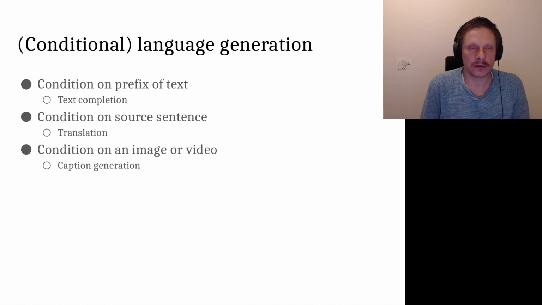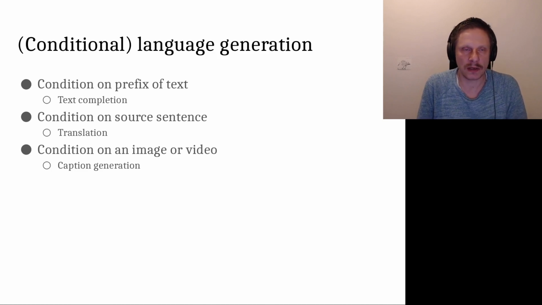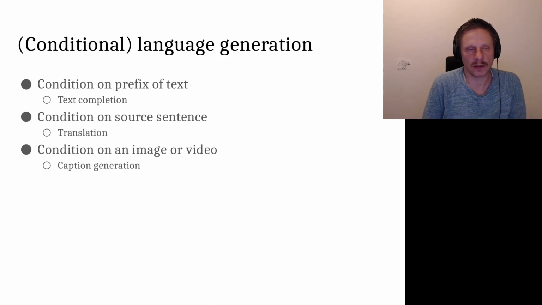We can condition on the source sentence. That is the translation case, which we have been using as our example. Another thing we can condition on is an image or a video, and that is known as caption generation. And that is also a common task to attempt with deep learning and with recurrent neural networks.